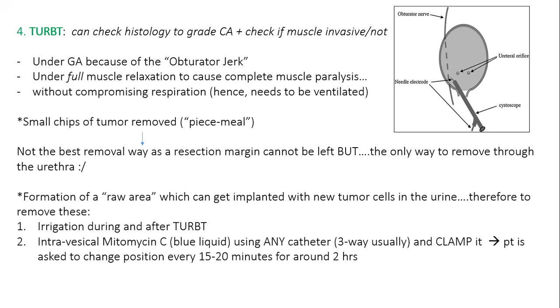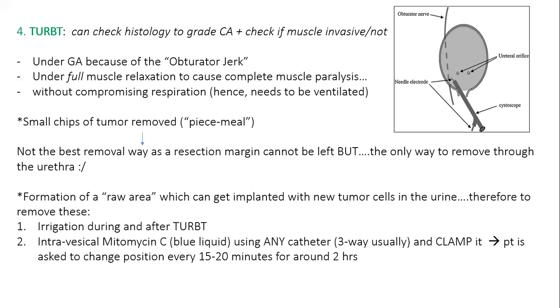And also one really interesting thing is the obturator jerk. I'm sure Sir must have done it for every group. Remember he said the reason why we do this under GA is because we are basically using a diathermy. We just use a diathermy to burn the tumor and resect it off. But when we use a diathermy machine, it can stimulate the bladder wall. Actually, it contracts the bladder wall.